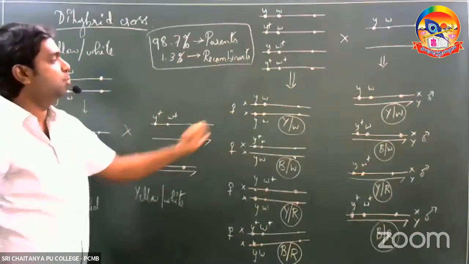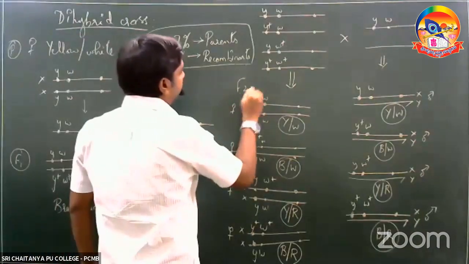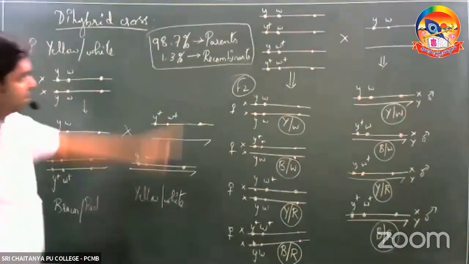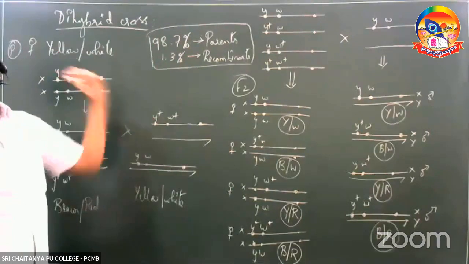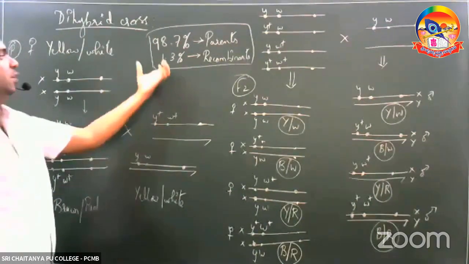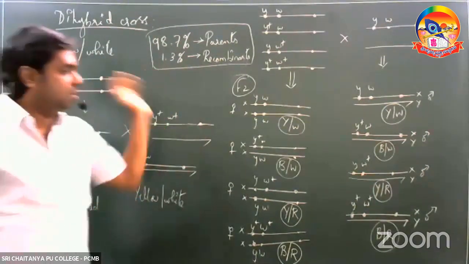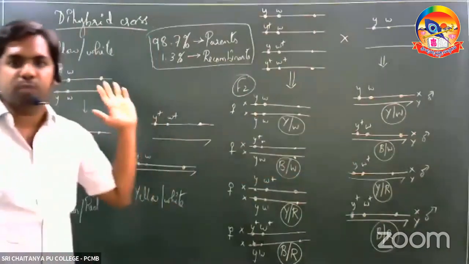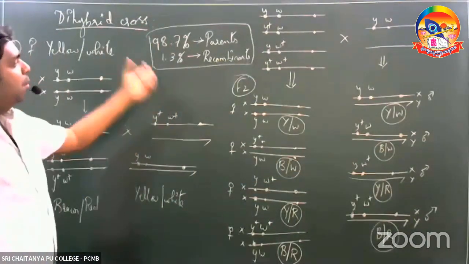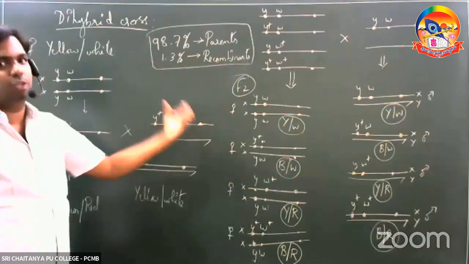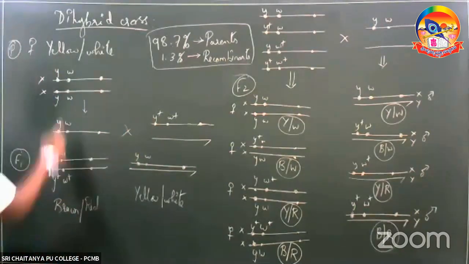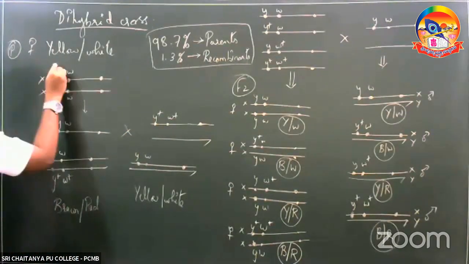Almost 98.7% of the offsprings formed in the F2 generation resembled the parents, whereas the number of recombinants was only 1.3% of the total offsprings. So what does this mean? The number of recombinants is less. That shows that the distance between the two genes is actually less.